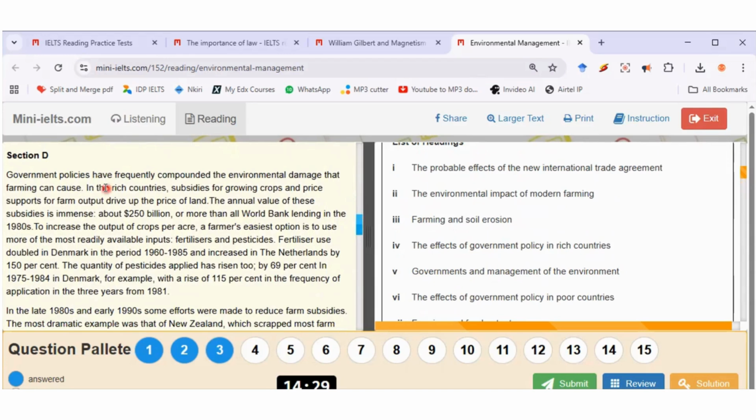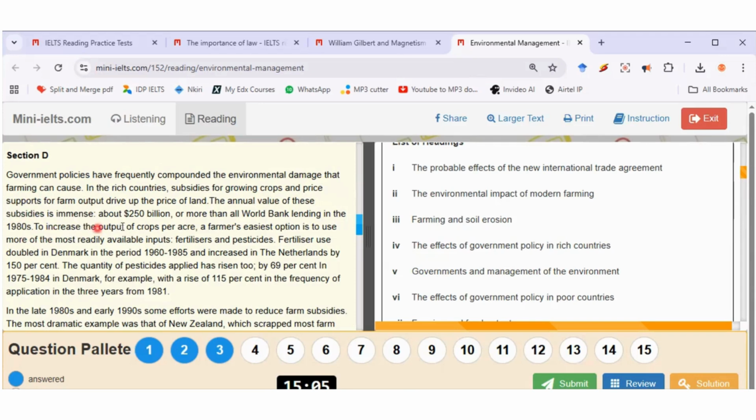Section D now. Government policies have frequently compounded the environmental damage. Aha, look at this thing here. Government policies have compounded. What's the meaning of compounded? Compounded means that you made something worse. Compounded the environmental damage that farming can cause. In rich countries, subsidies for growing crops and price supports for farm outputs drive up the price of land. The annual value of these subsidies is immense. Who is giving subsidies? It's the government.